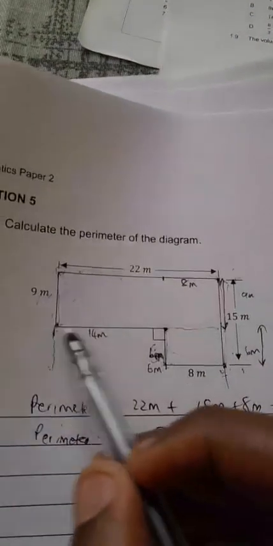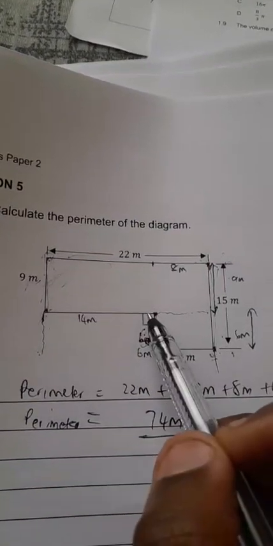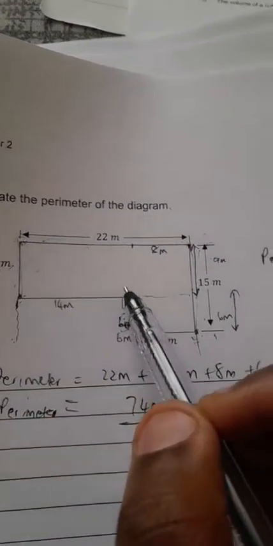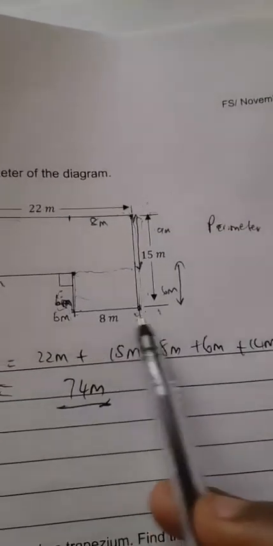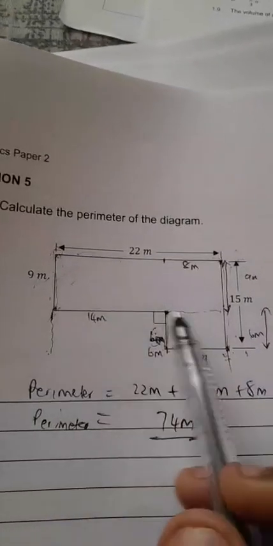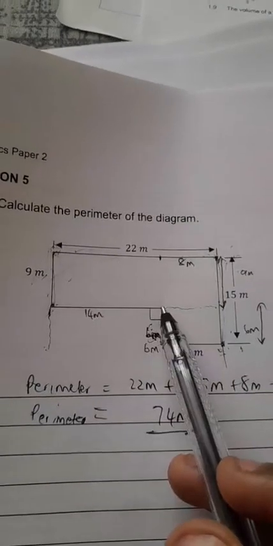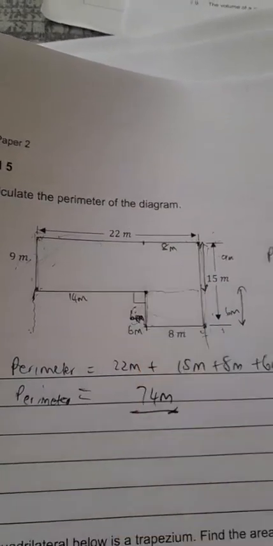Then we have this horizontal distance, which we didn't know, but can we find it out? Yes, definitely we can. If this is 22 meters, then obviously we have a part distance of 8. 8 plus what gives us 22? It's 14 meters. Then you have all your distances. You can add them and get the answer.